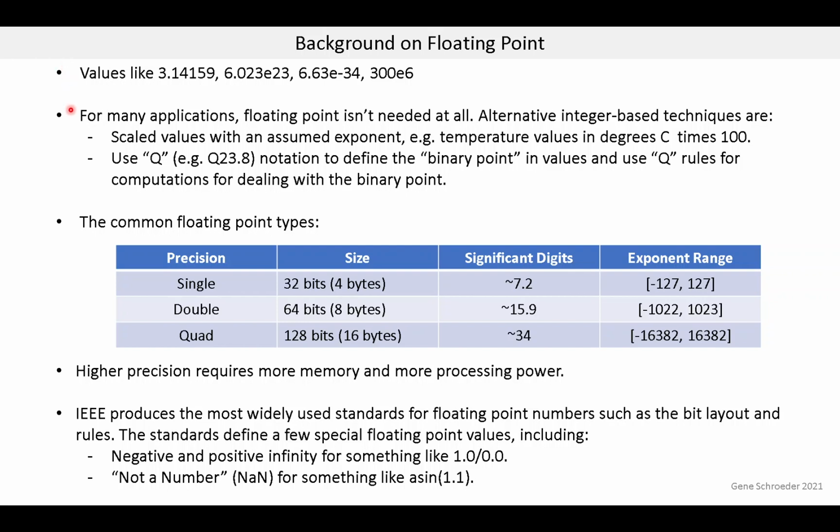Now, for many applications, or maybe most applications, floating point isn't needed at all. And at the beginning of the course I mentioned I have rarely used floating point in my career. One of the reasons is floating point is slow if you don't have hardware support for it. And another reason is there are alternatives to floating point based on integers. One of the common techniques is to use scaled values with an assumed exponent. So for example, if you are working with temperature values, you store them as integers, but you store the temperature times 100. So there is an assumed exponent of 10 squared.